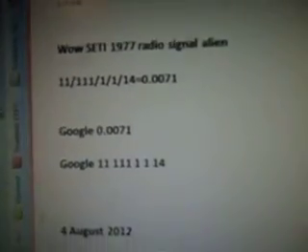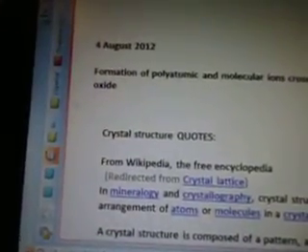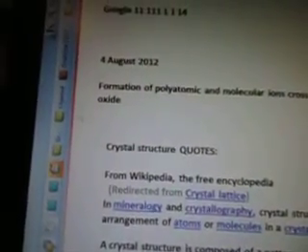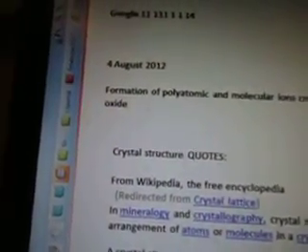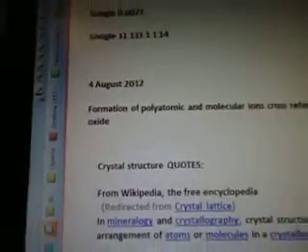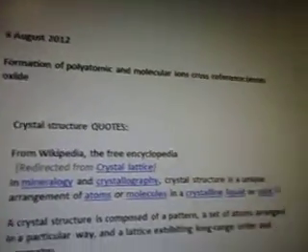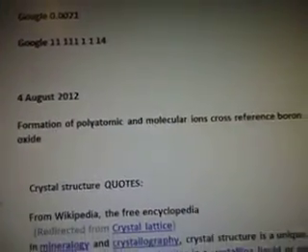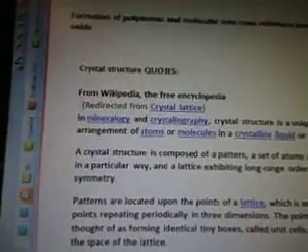Here's the Wow Seti alien radio signal that brought up the data. August 4th is when I started working on it. Today's August 27th, 2012. So the formation of polyatomic and molecular ions, cross-reference boron oxide. So we're going to look at the boron oxide cross-referencing.